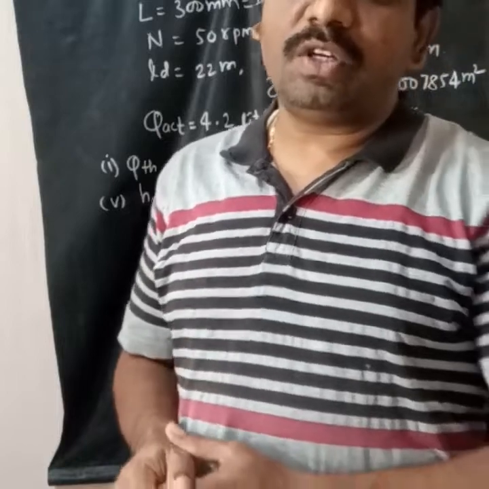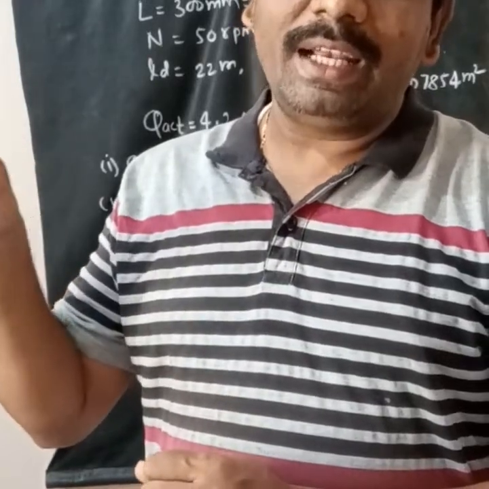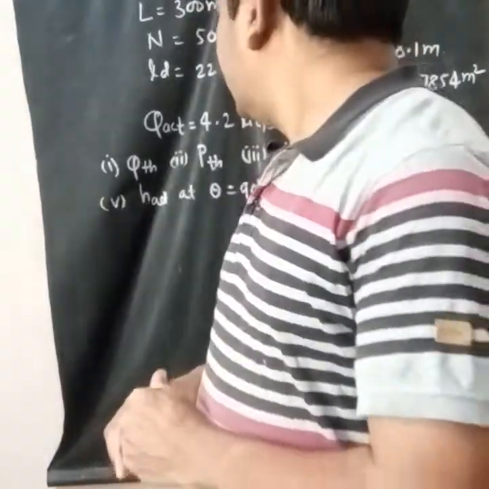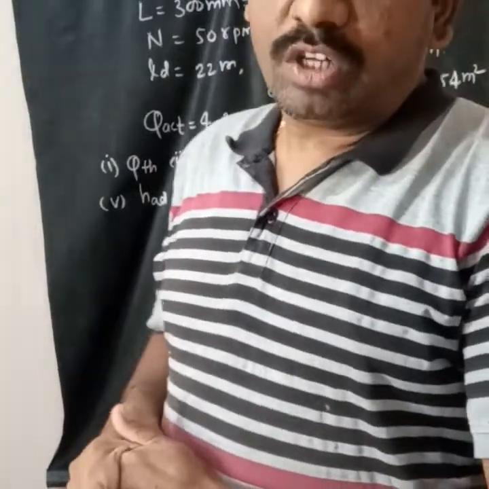Then PTH, that means the power required to drive this pump, that is the theoretical power. We have seen the expression: work done per second divided by 1000, in kilowatt. So that is rho g Q, or you can say rho g LAN by 60, multiplied by HS plus HD, again divided by 1000. So it becomes rho g LAN into (HS plus HD) upon 60 into 1000. That will be the theoretical discharge, the power required to drive the pump.